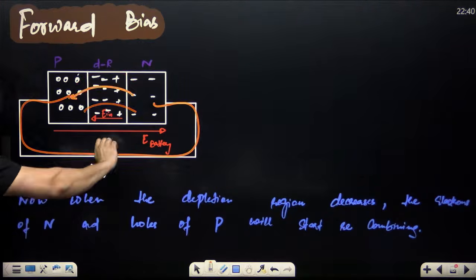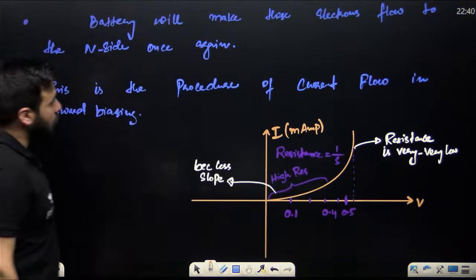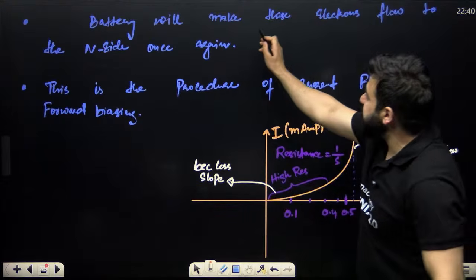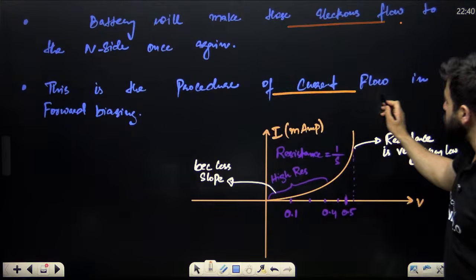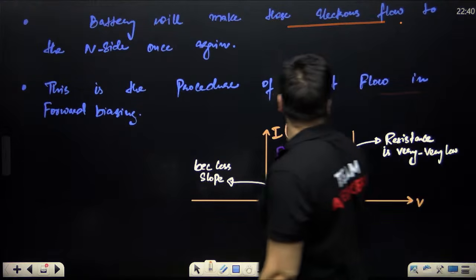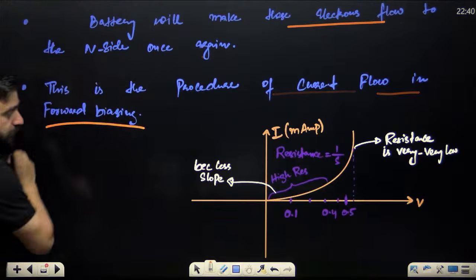This is the procedure of current in forward bias. So, the battery will make these electrons flow to the N side once again. This is the procedure of current flow in case of forward biasing.